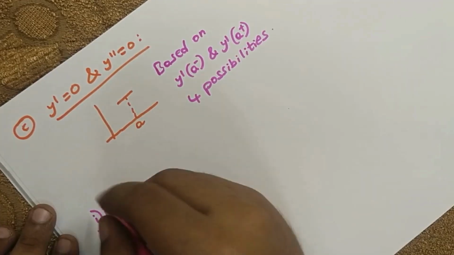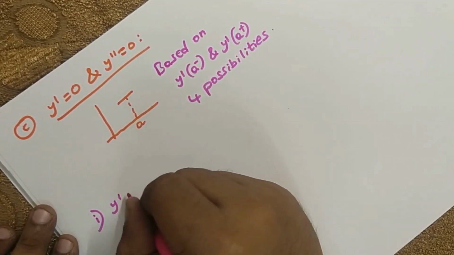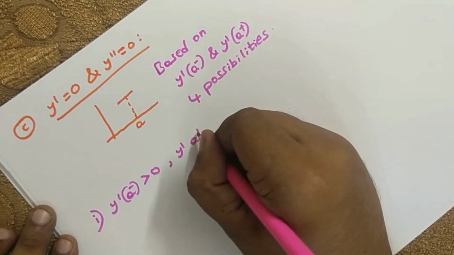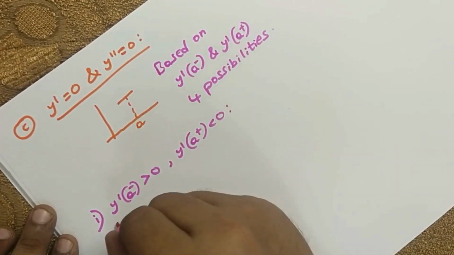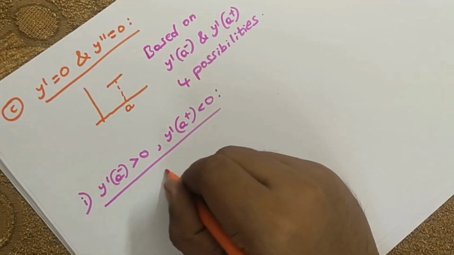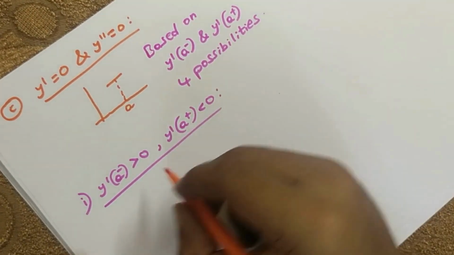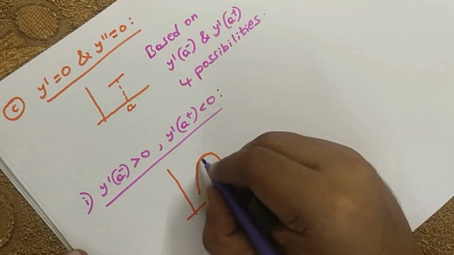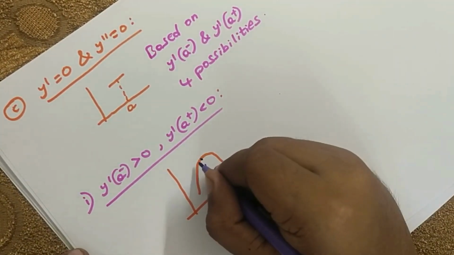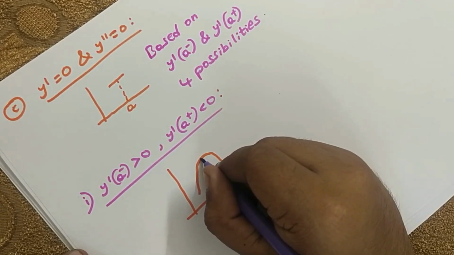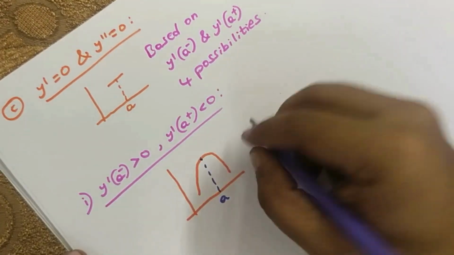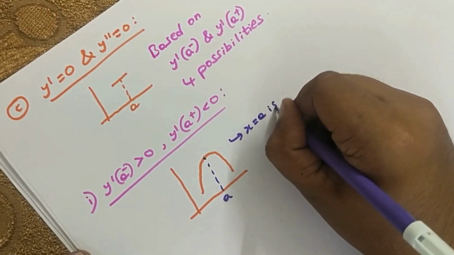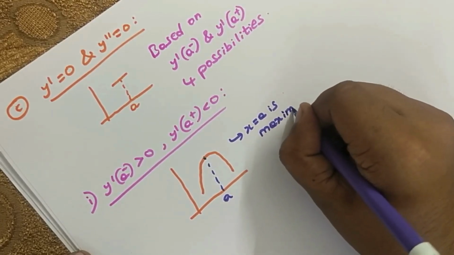The first one: y dash of a minus, let's make this greater than 0, and y dash of a plus, let's make this less than 0. Let's see this case quickly. To satisfy these two, we have to take the graph like this. Considering this point A, just before A the slope is greater than 0 and just after A the slope is less than 0. So these two conditions are satisfied. According to these conditions, x is equal to a is maxima, right? From the graph it is clearly visible.